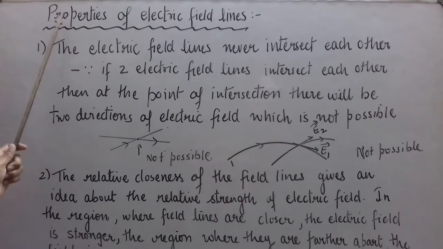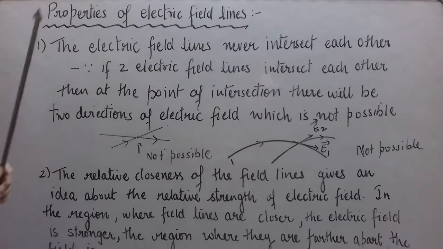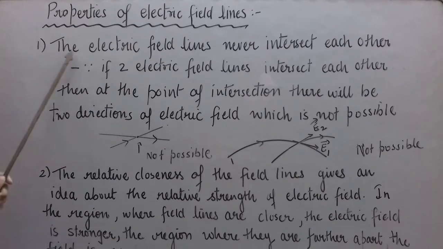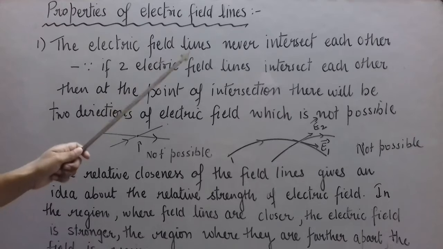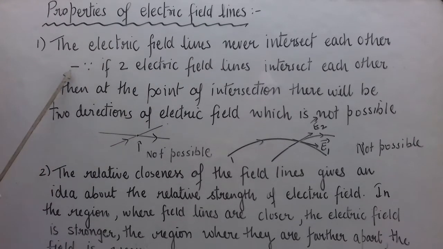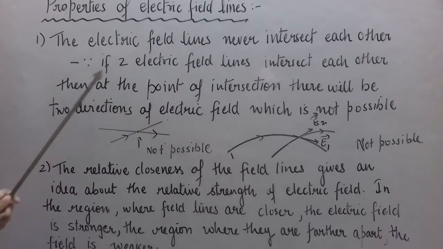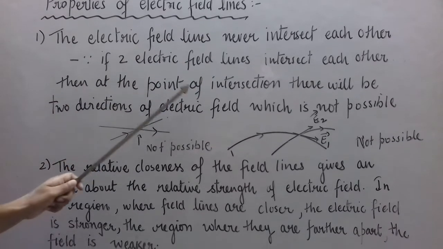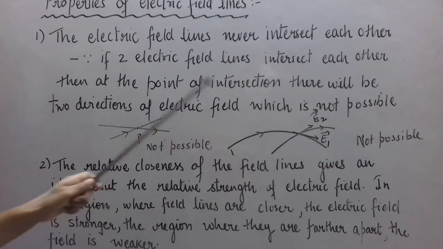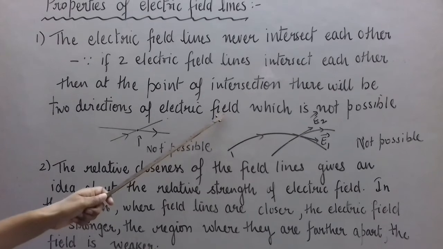Now let us see the properties of electric field lines. First property, the electric field lines never intersect each other. Why? Because if two electric field lines intersect each other, then at the point of intersection, there will be two directions of electric field, which is not possible.